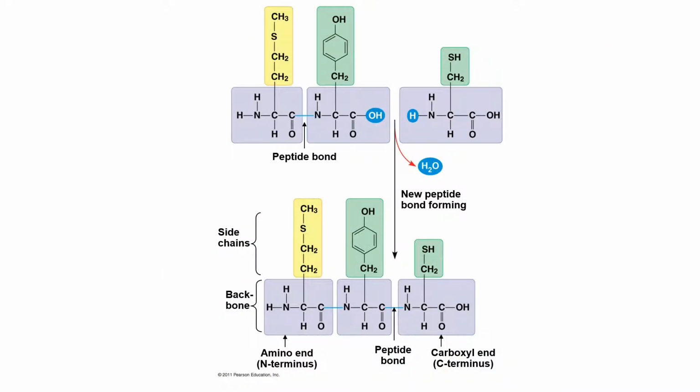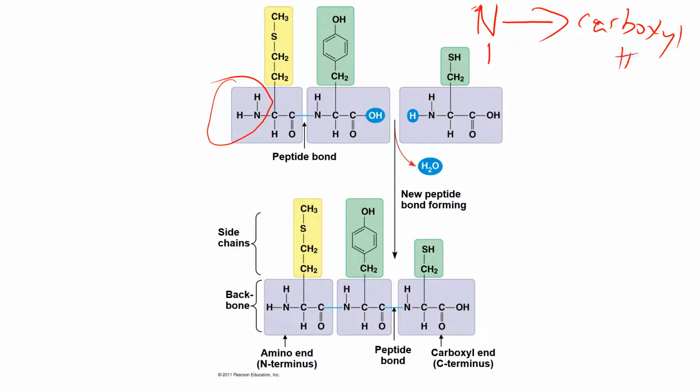So, talking about protein synthesis. Every single protein, the very first amino acid has a free amino group. So you always go from your amino group to your carboxyl group, 1 to whatever number the last amino acid is, to make up your protein.